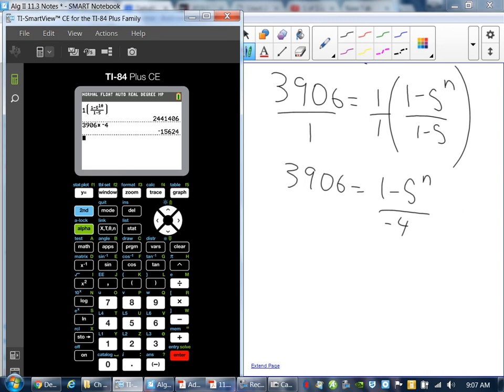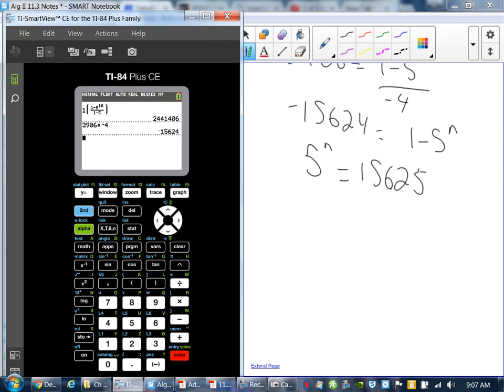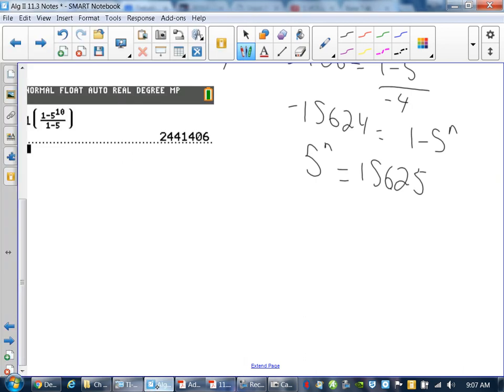Negative 15,624. Oh, you were on the phone, I think, at that time. Add 5 to the end. Add 15,624. Switch sides to them. Yeah. Now this becomes a log-based problem.